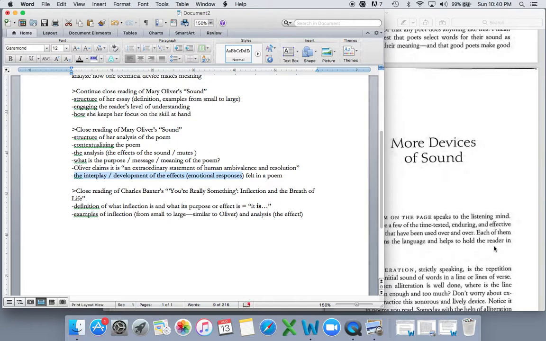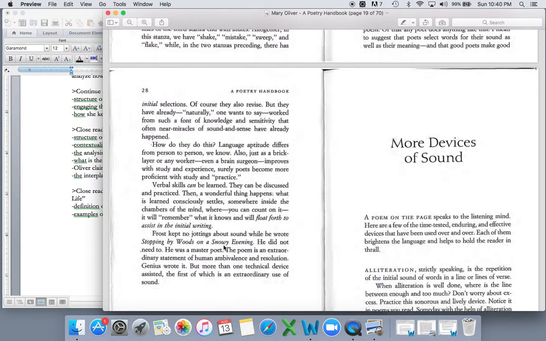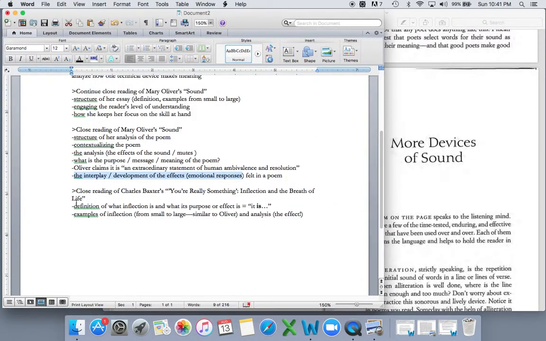But ultimately, there's a larger message about resolution, that we can't stay in that place, that we have to make decisions, and that we have to act, otherwise we'll get stuck. And that's the bigger message that we're getting to in Robert Frost's poem. Human ambivalence and resolution, a statement about it. And it's only by Mary Oliver looking stanza by stanza and seeing the different effects that she can come up with that idea. So, what have we seen so far in the analysis of the poem?